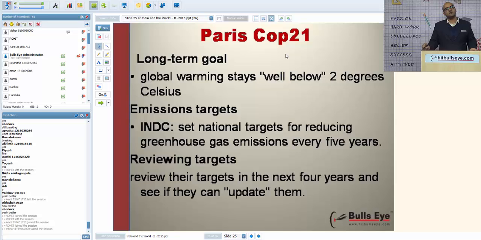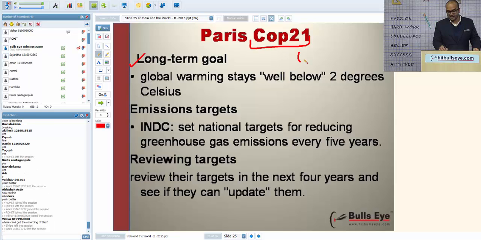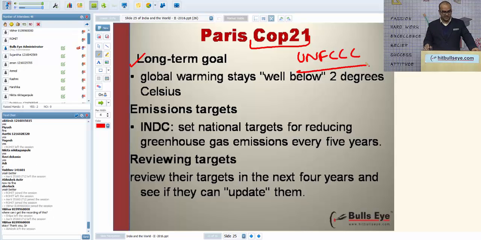So in 2015, we had a Conference of Parties. COP stands for Conference of Parties. This is the 21st meeting of an organization called UNFCCC, that is the United Nations Framework Convention on Climate Change, right?